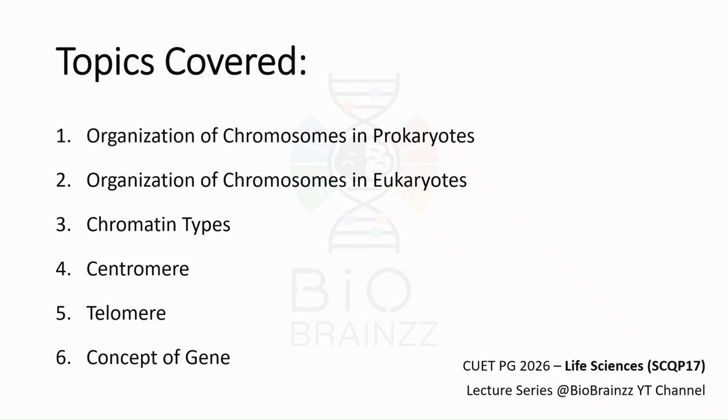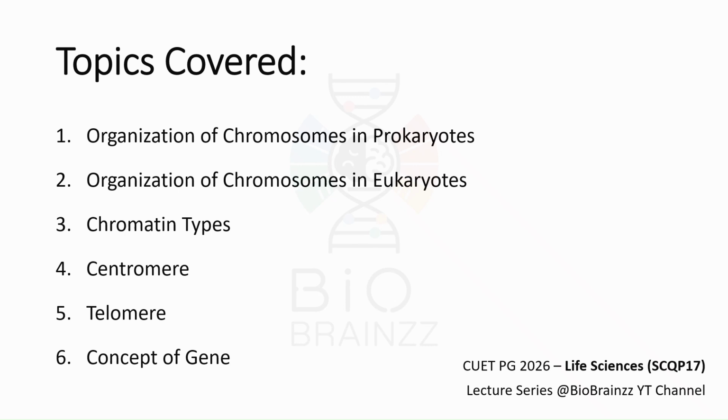Then, we will study two very important structural regions of chromosomes, the centromere, which is essential for chromosome segregation during cell division, and the telomere, which protects the end of the chromosome. Finally, we will discuss the concept of a gene, including the modern molecular view of what exactly a gene is. All these topics are extremely important from the CUET and other competitive exam point of view. So make sure you follow the entire lecture carefully.